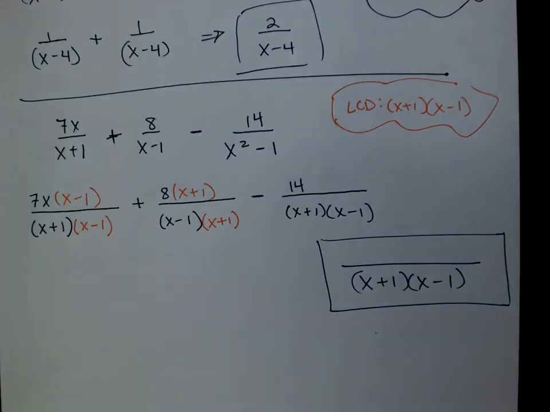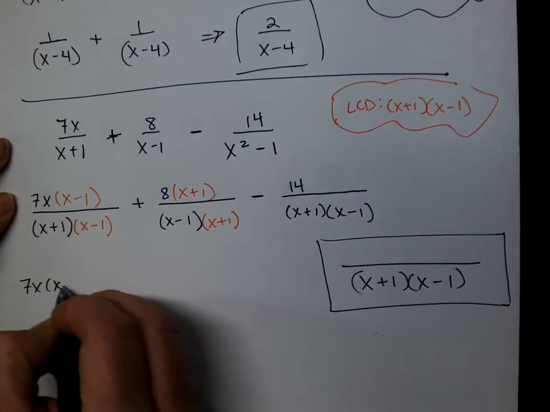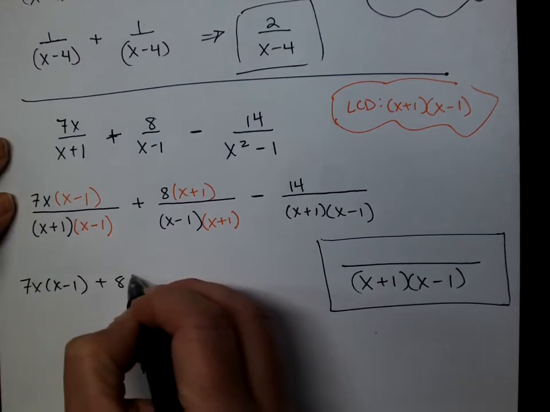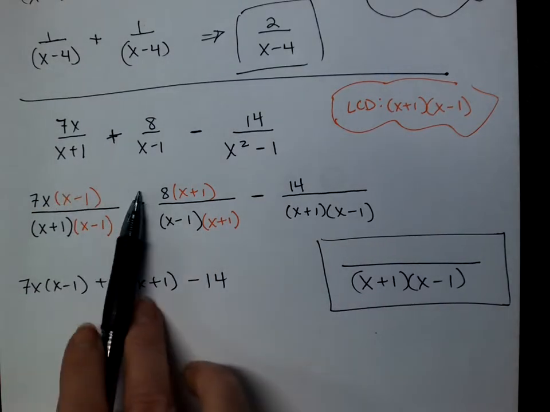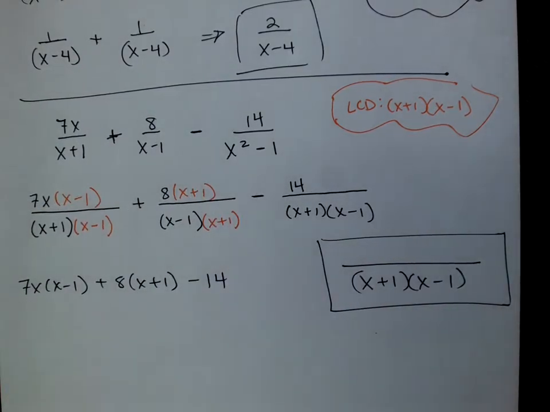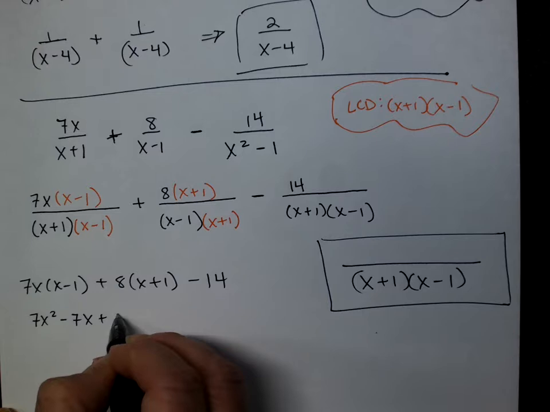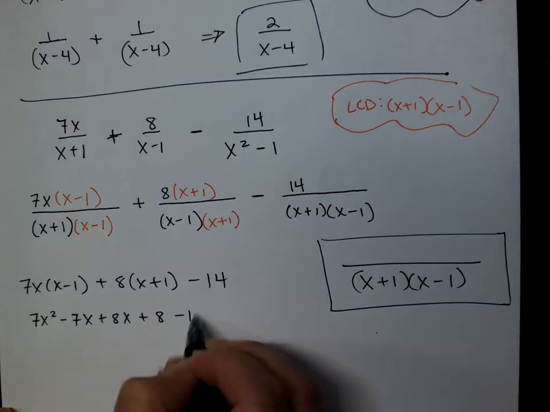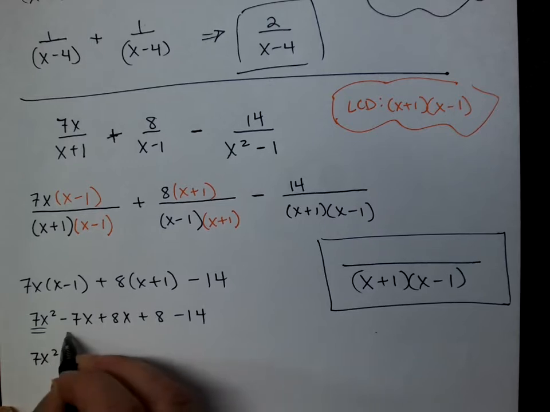So now I just lift off the numerator, doing this step mentally: 7x times x minus 1 plus 8 times x plus 1 minus 14. I'm just combining this plus this minus that. Clean it up. Kill the parentheses with distribution or foiling, combine like terms, and then factor if possible.